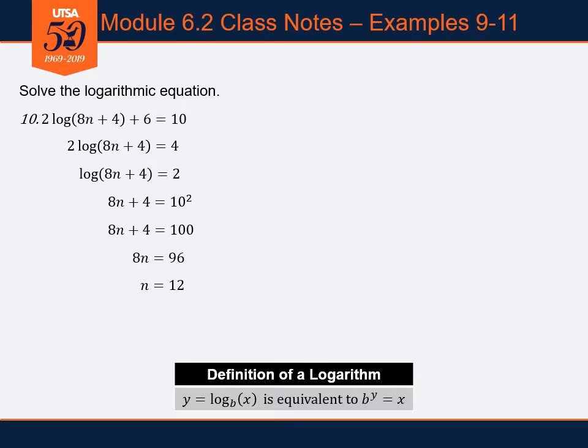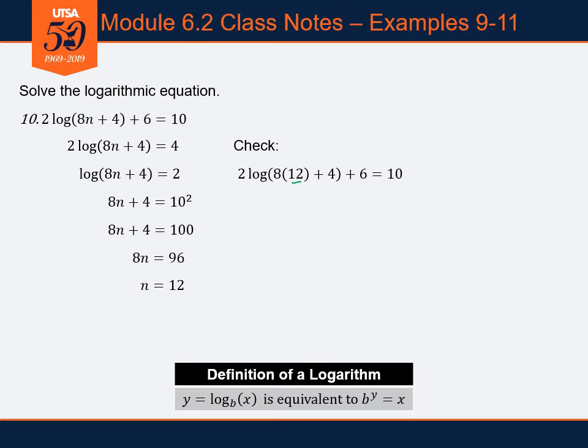Now, as we saw in the last video for examples 7 and 8, we realize that with a logarithmic equation, we always have to check. In fact, it's a good idea to check any equation, but it's necessary to check for extraneous answers in a logarithmic equation. So let's check. Let's plug 12 in for n in our equation. 2 times log of 8 times 12 plus 4, plus 6 equals 10.